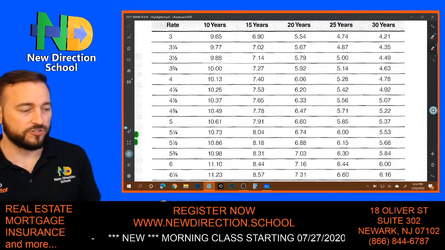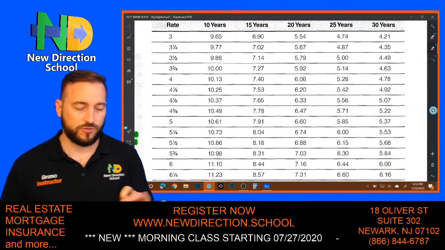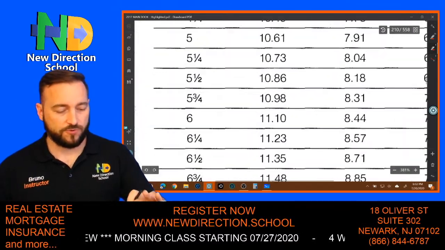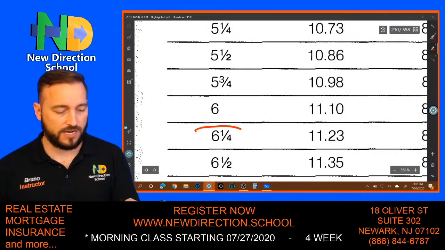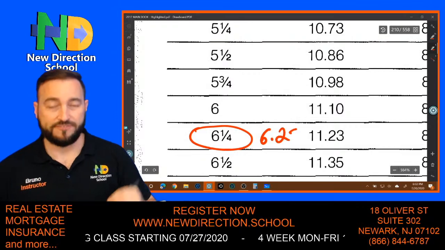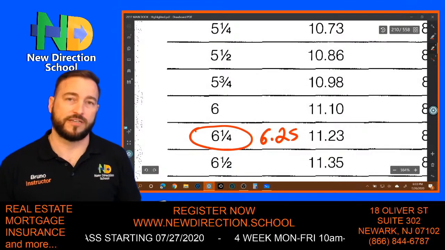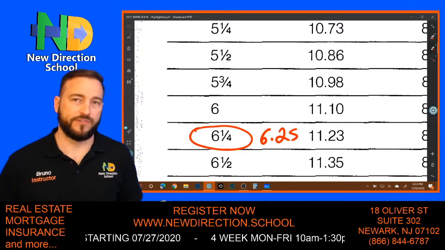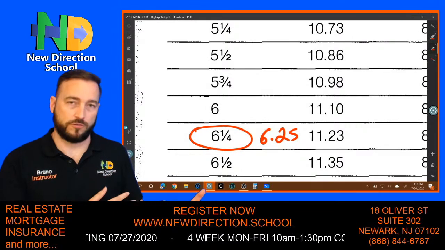So, the first thing you needed to do, I said it's 6.25. I made it easy for you because I wrote it down like this. So, you go to the first column, 6.25. But it could have been written 6.25, 6.50, 6.75. They will not do any other variation. It'll be always in quarters, okay?